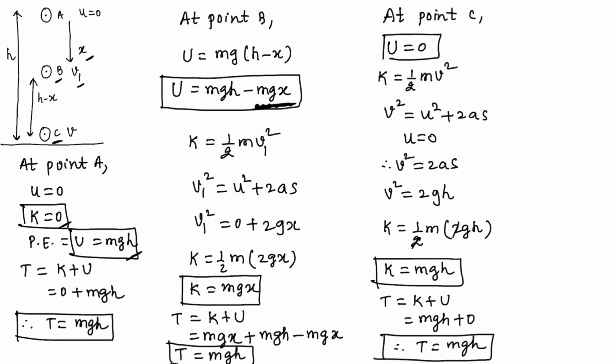If you see, at point A, potential energy was maximum and kinetic energy was 0. Now at point C, kinetic energy becomes maximum, that is mgh, and the potential energy becomes 0. So this proves the law of energy conservation, which says energy can neither be created nor destroyed. Energy can only be transferred from one form to another. And that is exactly what we proved here for the freely falling body. Potential energy at maximum height is equal to kinetic energy on the ground.